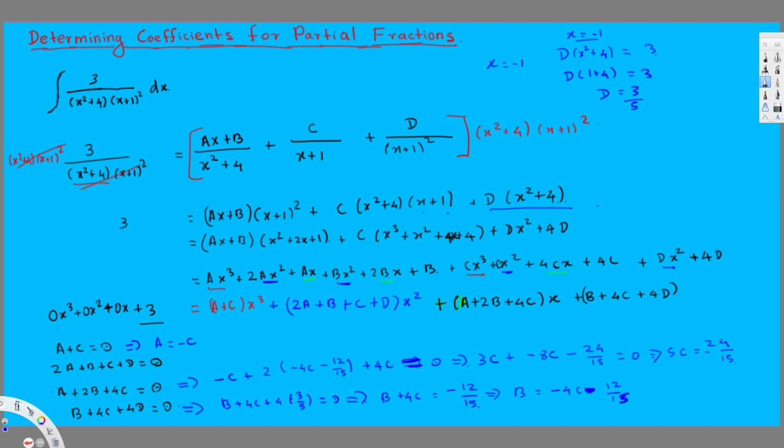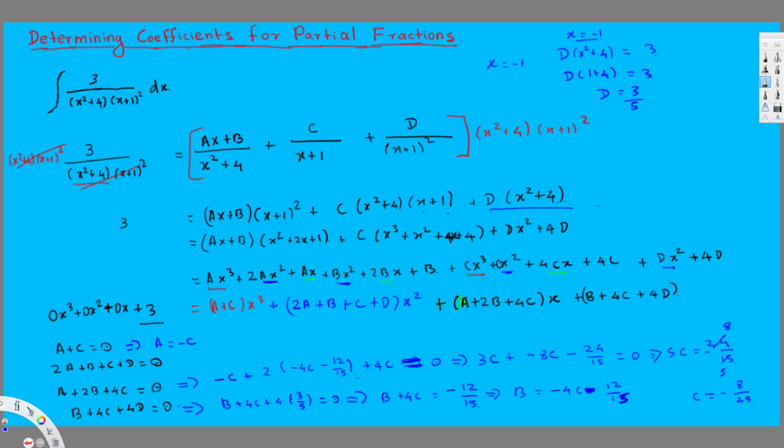So I can write 24 over 15 as 8 over 5 actually. 8 over 5 and 24 over 15, same thing, right? I'm just dividing everything by 3. And then we are going to bring this 5 to the other side. So c is going to be equal to minus 8 over 25. So this is the value that we are getting for c.